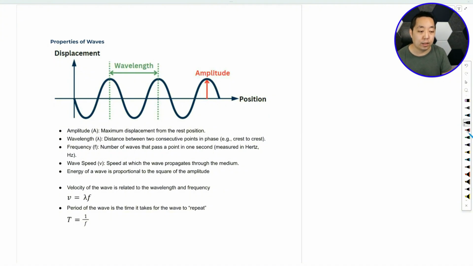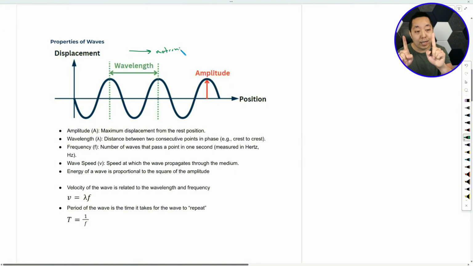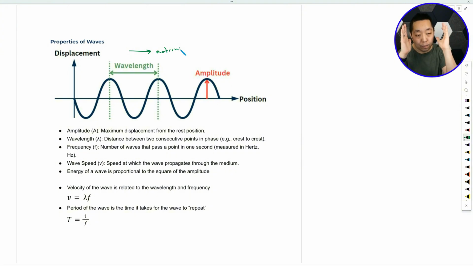So let's pretend that the wave is moving in, say, this direction, okay? This is the motion of the wave. But what we're taking right now is a snapshot, a particular moment in time. It's like I'm recording a wave and I'm freezing it at a particular moment in time. This is what the wave looks like at this moment.